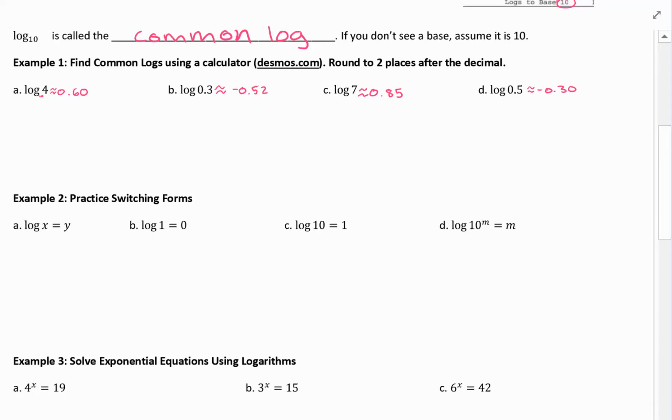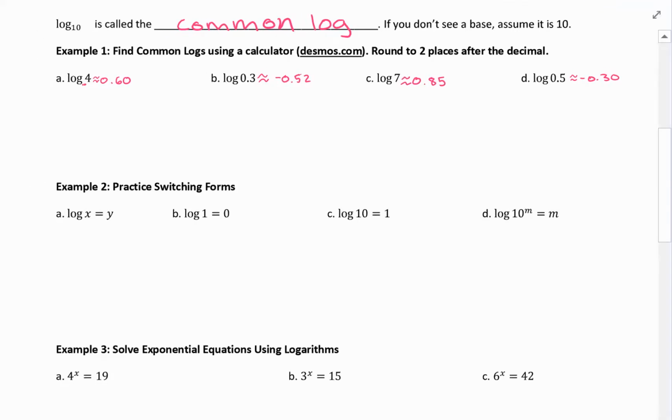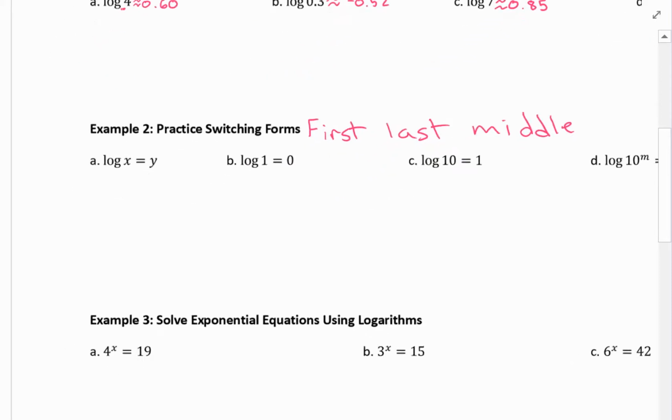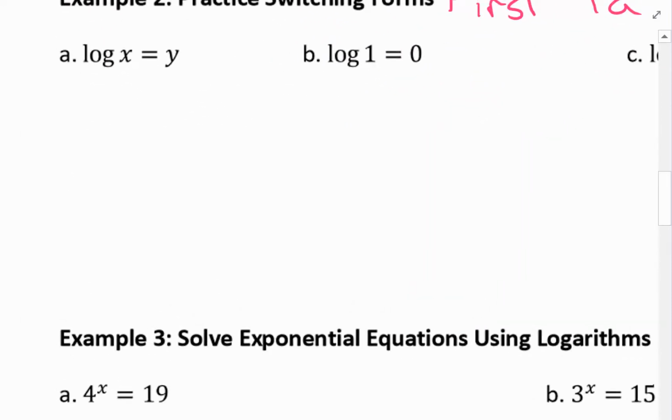Now let's practice switching forms. You want to remember it is first, last, middle. First, last, middle. So the only reason we're practicing this is it doesn't look like there's a first number. There's just a middle number X and a last number Y. So you just remember that the first number is the invisible base number 10. Write it if it helps you. And then do first, last, middle. 10 to the Y equals X.